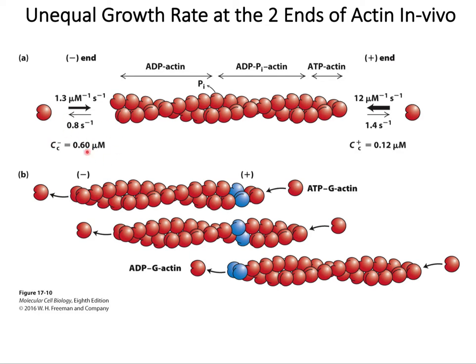Thus, at less than 0.6 micromolar concentration, something like in a cellular condition like 0.3 micromolar, the minus end will lose actin subunits. But at the same time, at the plus end, 0.3 micromolar is higher than the critical concentration, and the subunits are going to be added and the chain will grow at the plus end. But it will lose actin subunits from the minus end, and this treadmilling will continue. That means addition of new G-actin at the plus end, and these will move towards the minus end to get depolymerized.